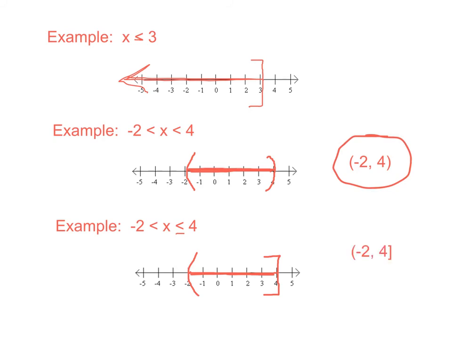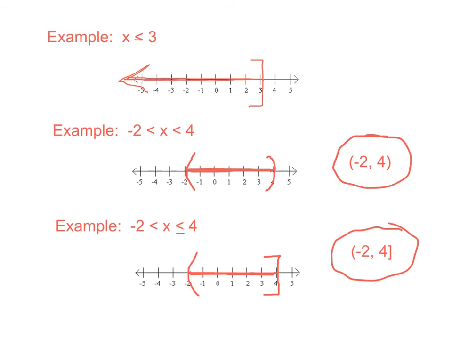For the second example where I have minus 2 is less than x is less than or equal to 4, the interval notation would be parentheses minus 2 comma 4 bracket. Notice we use the parentheses and the bracket just like we did on the number line, but this would be the example of interval notation for each of these examples.